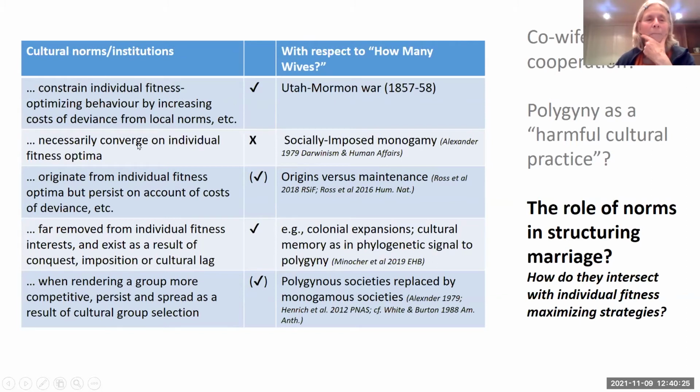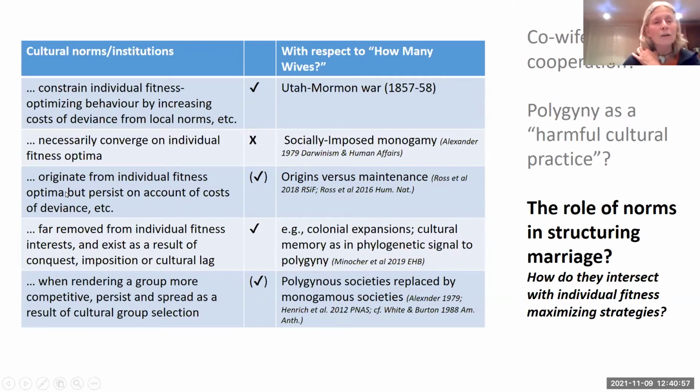And I think we would all accept that. Another position is that cultural norms or institutions necessarily converge on individual fitness optima. This seems to be extremely unlikely. In fact, we think the whole reason we have norms and institutions is to rule out or constrain behavior that would otherwise occur. That's why Richard Alexander talked about socially imposed monogamy. So I think this is a position that none of us would adopt.